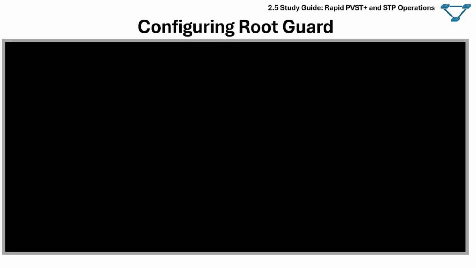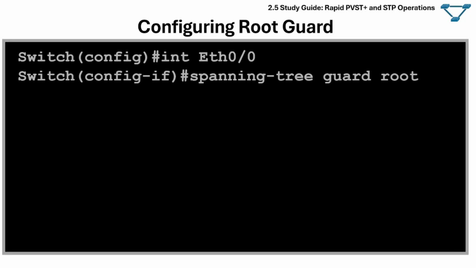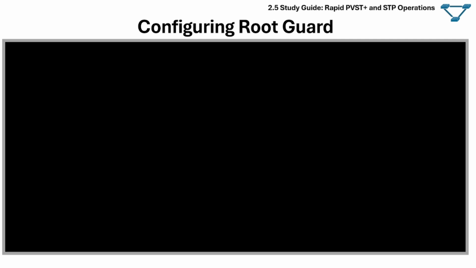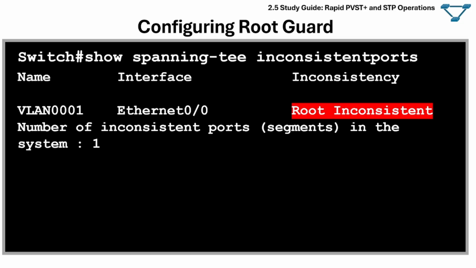Let's now configure a root guard. We can enable it per interface with the following command in interface configuration mode. We can also check if any ports are in root inconsistent state using the following command. This will show if there's inconsistency with the root port.